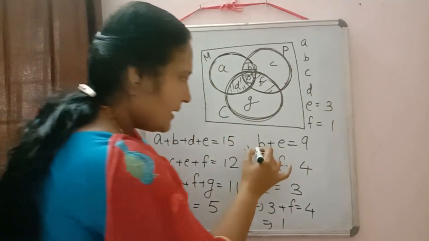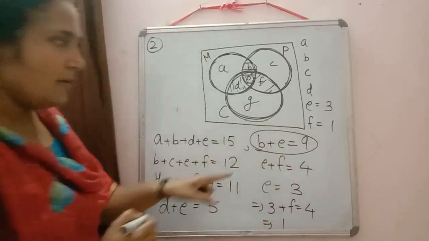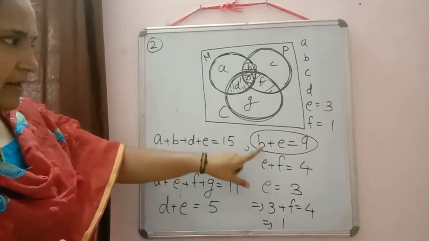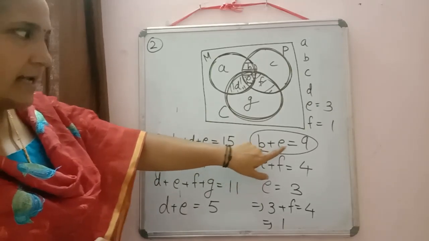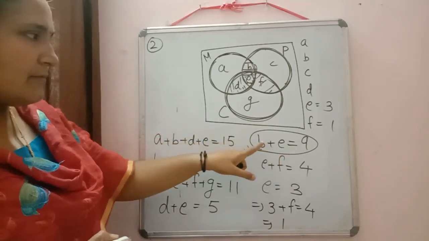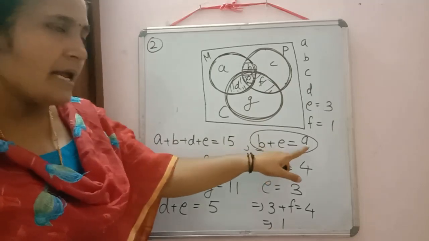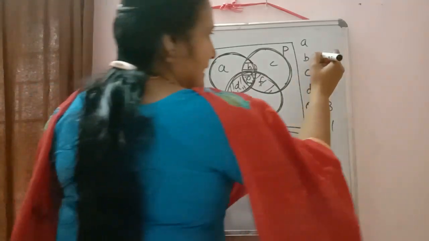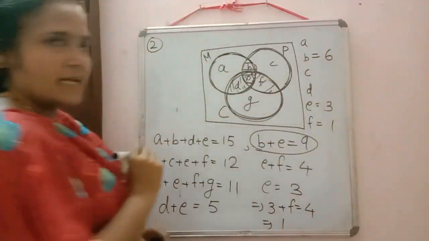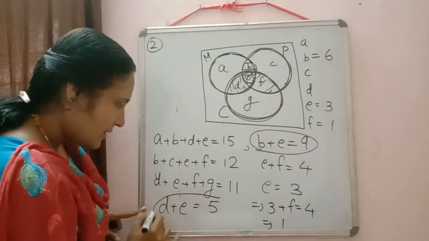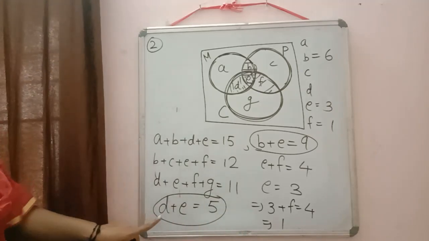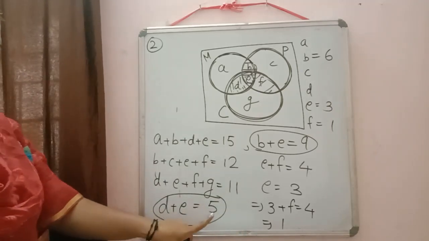Then next one. B plus E is equal to 9. So substitute the value of E here. Then B plus 3 is equal to 9. Then B is equal to 9 minus 3, 6. So we got B is equal to 6. Then D plus E is equal to 5. Then D plus 3 is equal to 5.